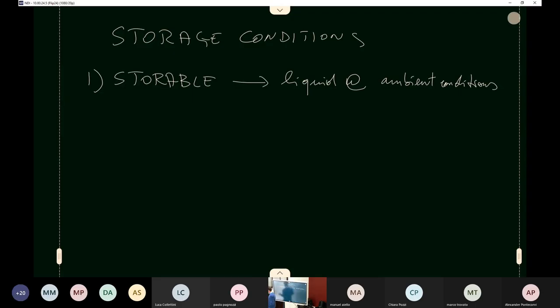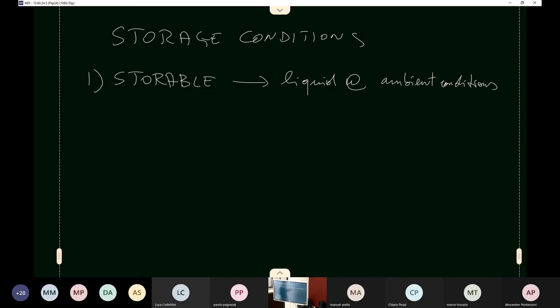And this usually also means that you can store it for a long time because they will not change their phase, they will remain liquid. And you see that ambient condition here mainly means ambient temperature. Well, anyway, let's say ambient conditions. And so it means that you can keep this for a long time, exactly as in principle happens for a solid. Our solid propellant can be stored for a long time. They are storable in this sense.